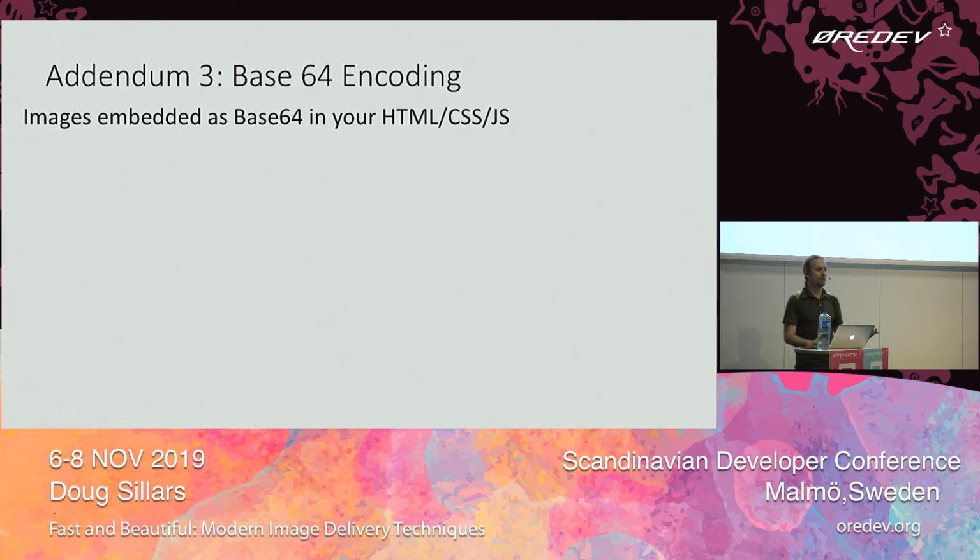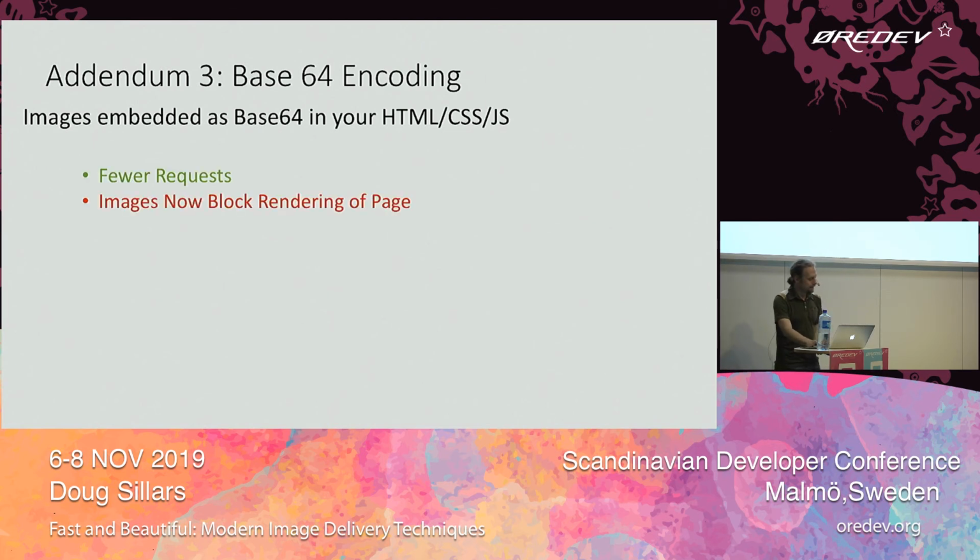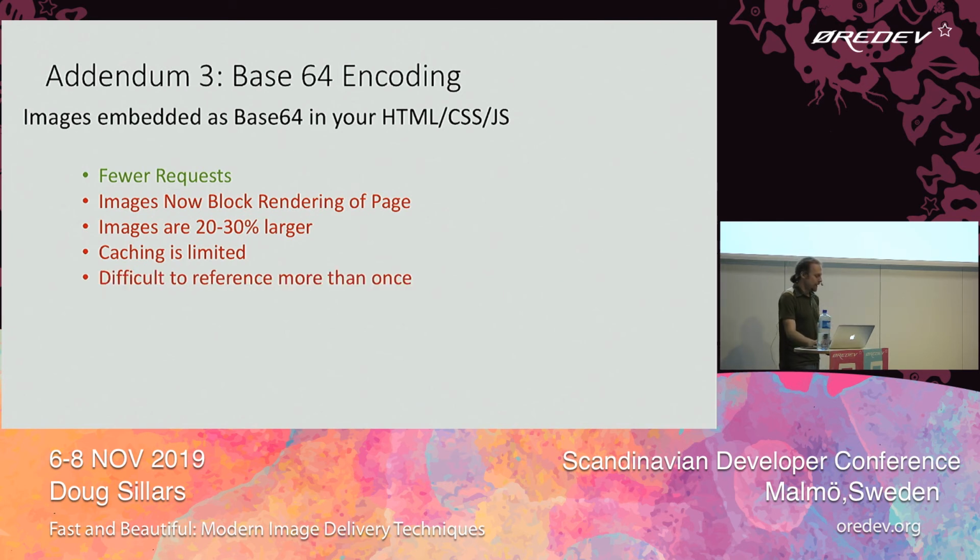I mean, it does mean fewer requests, which was an HTTP 1 thing when we were worried about fewer requests. But the images are now blocking the rendering of your page. The images are bigger. Base64 encoding is like anti-compression. It's harder to cache the files, right? You now have to cache the images as well. And they're difficult to reference more than once.